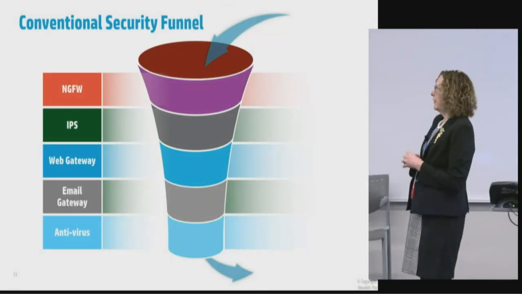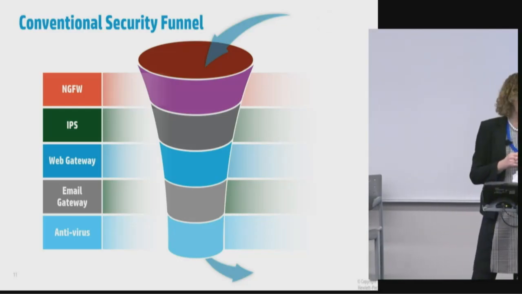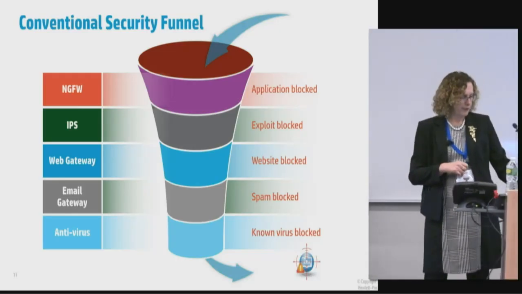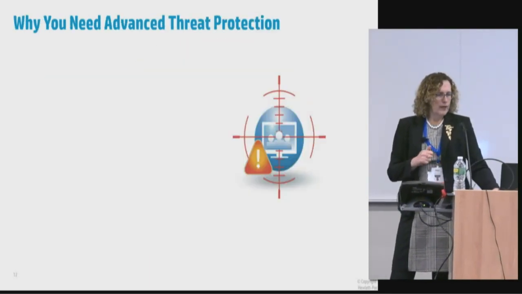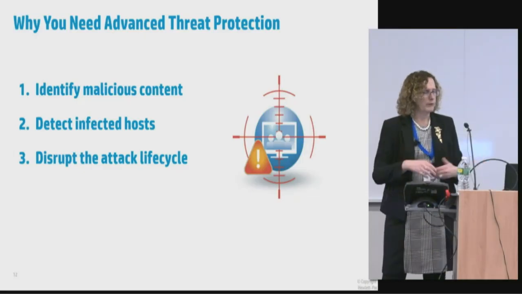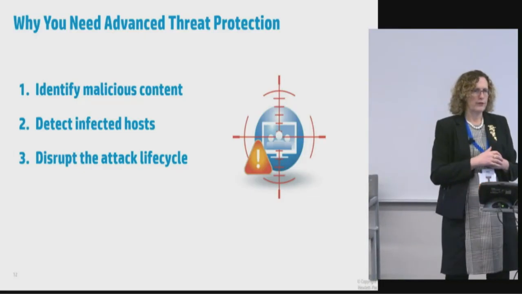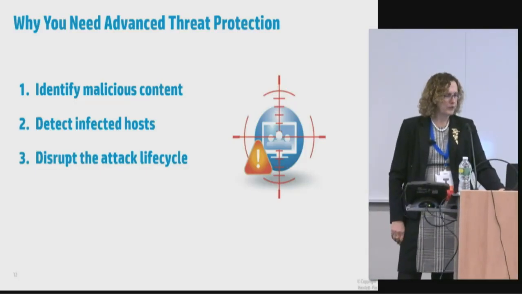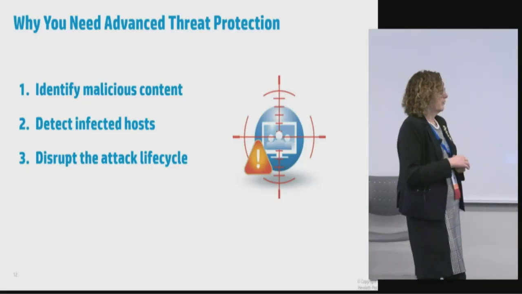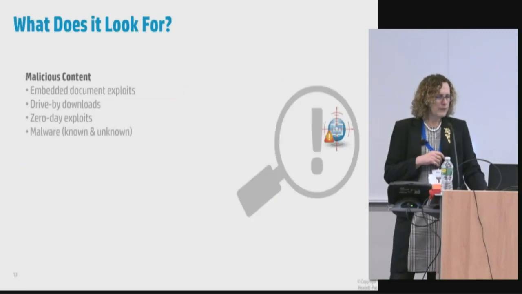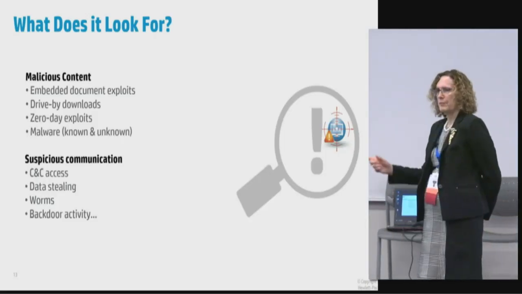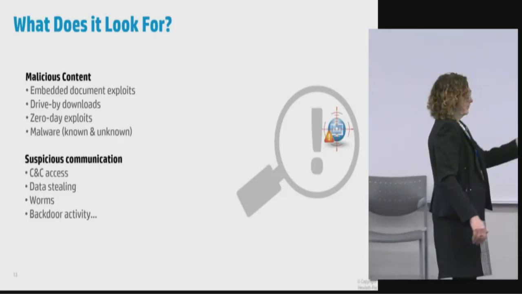In the conventional perimeter, we have protection against five or six different protocols, and they're able to stop a fair number of attacks. Recently, there's now advanced threat protection, which gives you the capabilities to do much more at the perimeter than just the firewall, but rather to have the next gen firewall. It will identify the malicious content and also detect the infected hosts. So what are we looking for? We're looking for malicious content as well as suspicious communications, and to me that's all pretty self-explanatory.